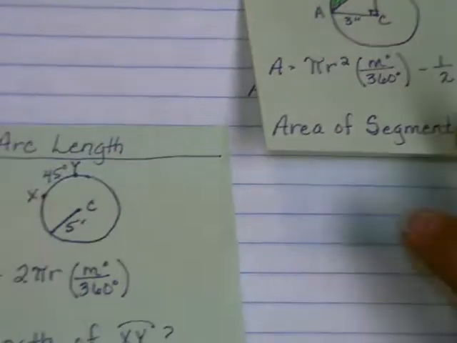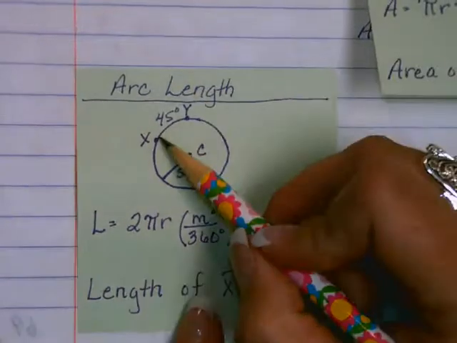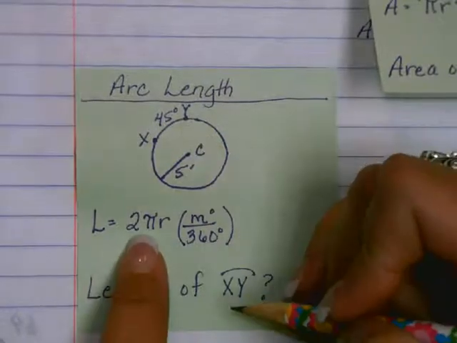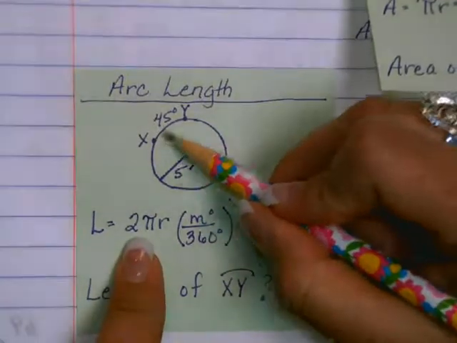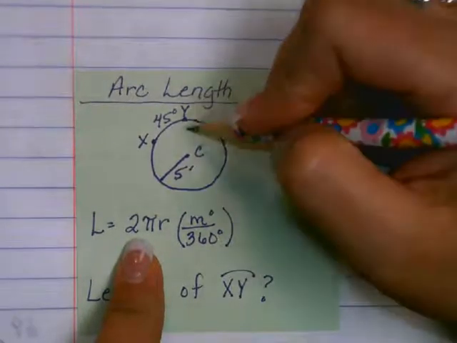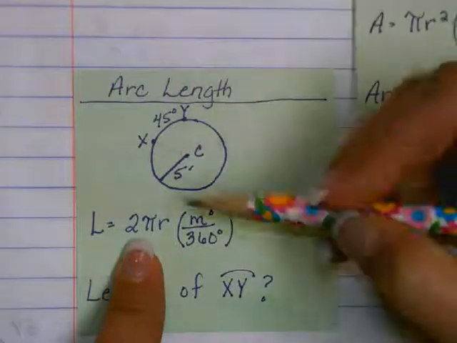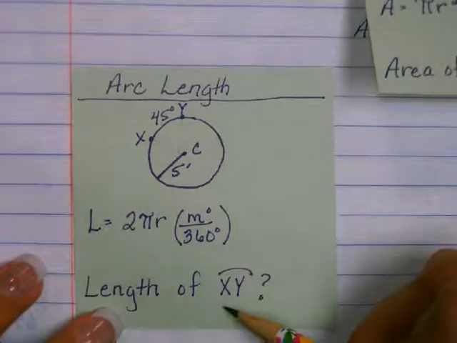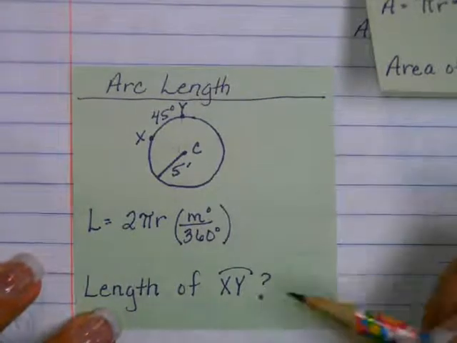All right, and then we do arc length. Okay? Remember, this is just a portion of the circumference of the circle, so we're going to use the 2 pi r instead of pi r squared. 2 pi r, and they've given us 45 degrees. Now, that's actually this angle in here. That's 45 degrees right there. So we're going to use 45 over 360, and we're going to find length of arc xy. This is how you write arc of xy.